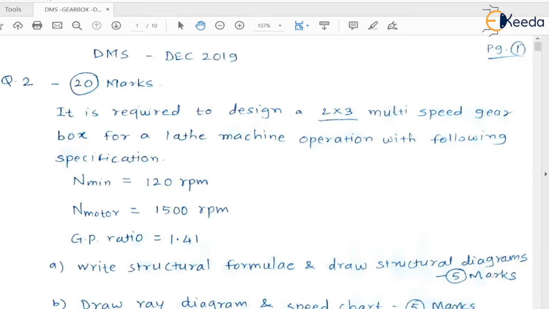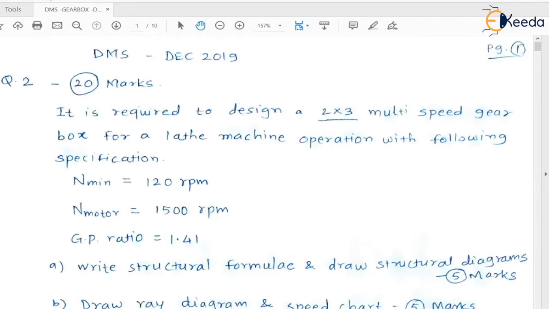Now in this we are going to discuss in detail how we will go with the structural diagram, ray diagram, speed chart, deviation, and number of teeth. These things are asked in the university question paper, and it is repeated every semester, every year. That is why it is very important, and it is always asked for 20 marks only. So we will try to solve one by one.